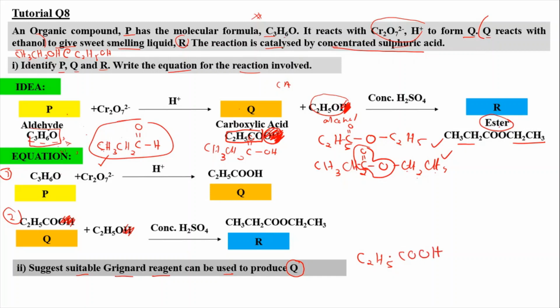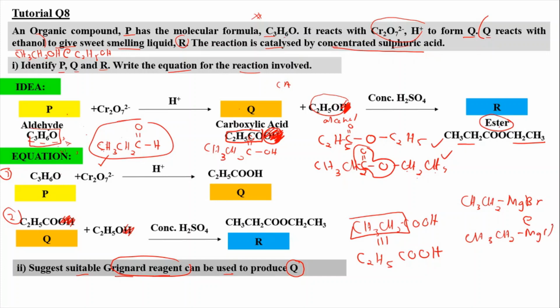C2H5COOH, or you can write it as CH3CH2COOH. So we have to suggest the Grignard reagent. So for the Grignard reagent, we need to use MgBr. So what I can do is maintain the part here, CH3, CH2, and I'm going to make it as MgBr, or I can also use MgCl.